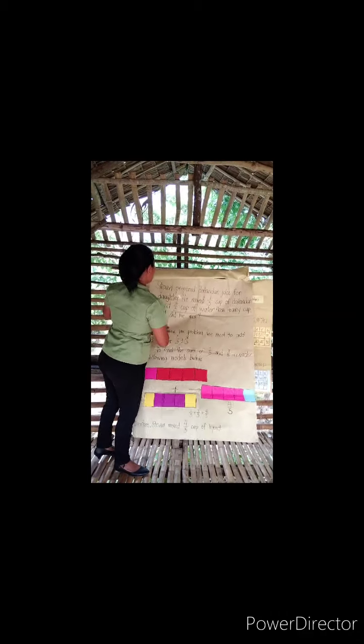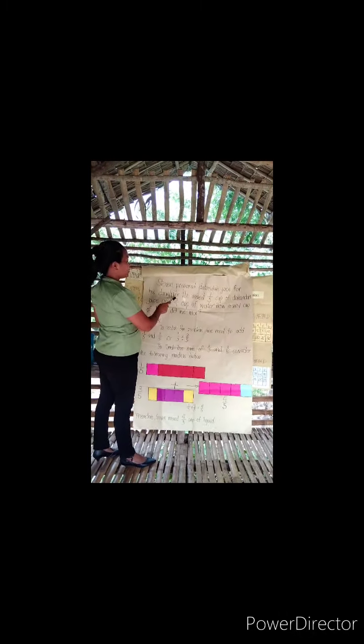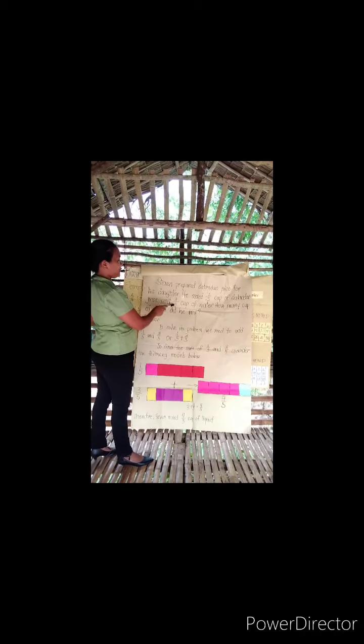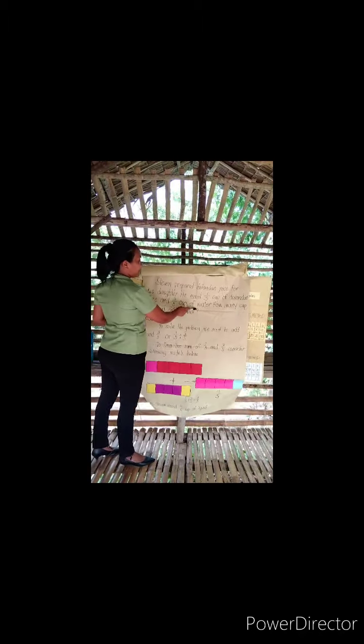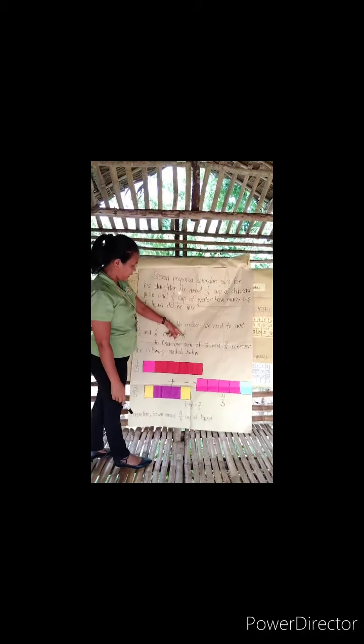Another example. Steven prepared dalandan juice for his daughter. He mixed 1/5 cup of dalandan juice and 3/5 cup of water. How many cups of liquid did he mix? So, ang pangutana, how many cups of liquid did he mix? To solve the problem, class, we need to add 1/5 and 3/5. Or, kung atong isulat ni siya, 1/5 plus 3/5.